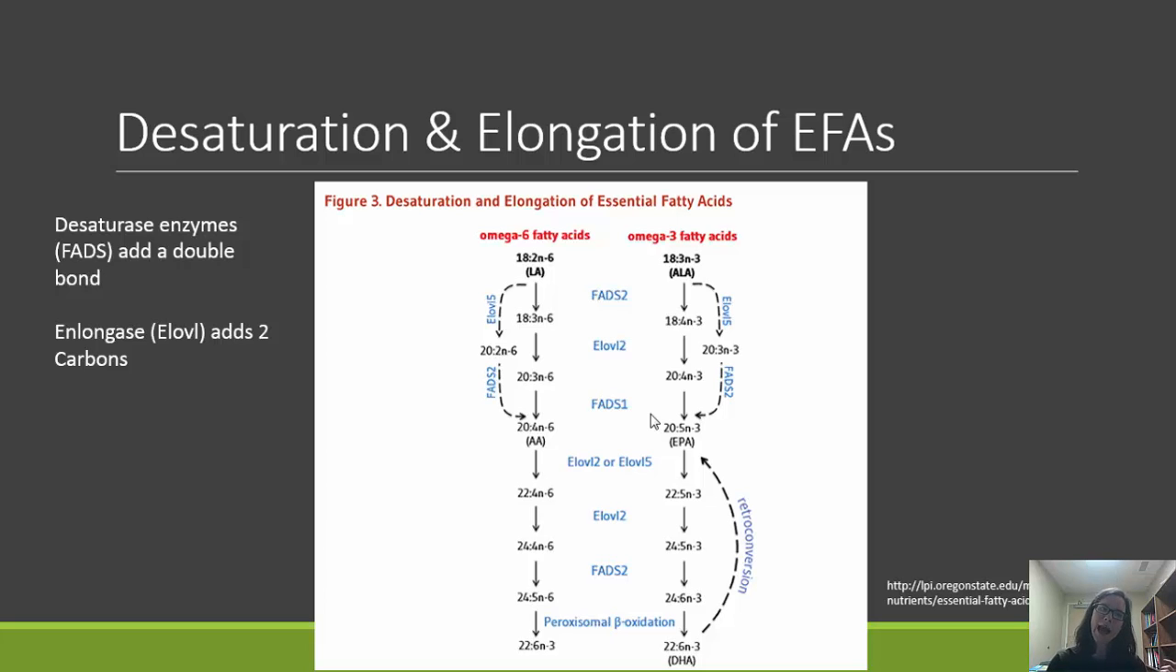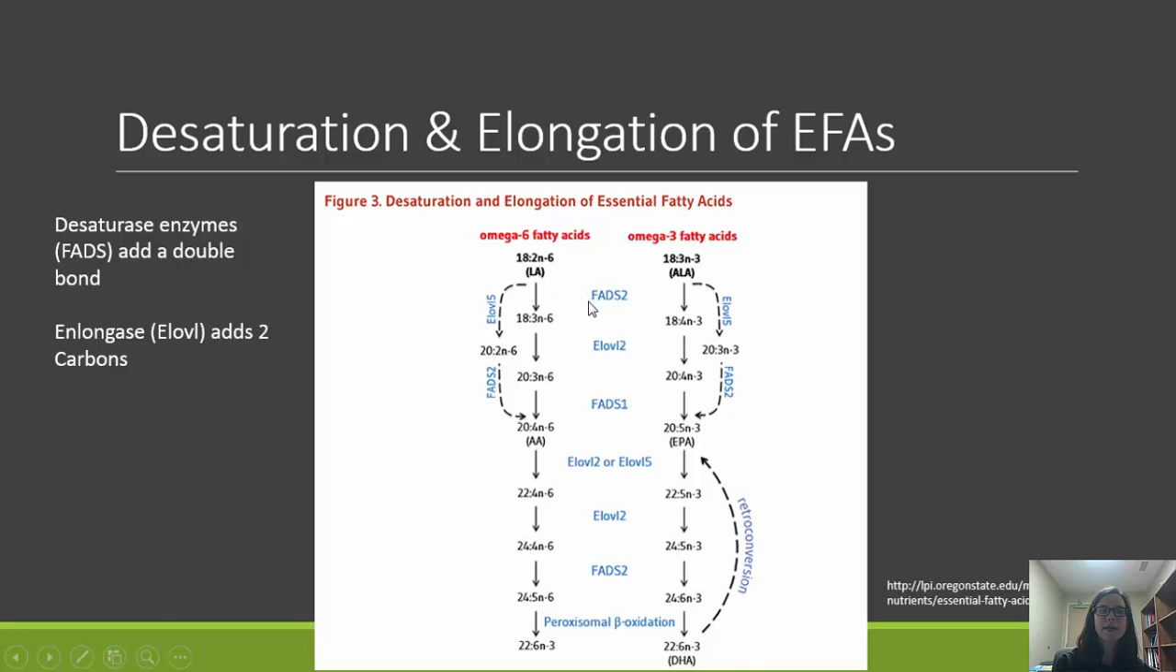Remember back when we were looking, actually, we can see it right here. We have our desaturase enzyme. We can see here we have 2 double bonds, desaturase enzyme, and then we have 3 double bonds. So it added a double bond. That's part of the conversion of our precursors to our ultimate substrates of arachidonic acid, EPA, and DHA.